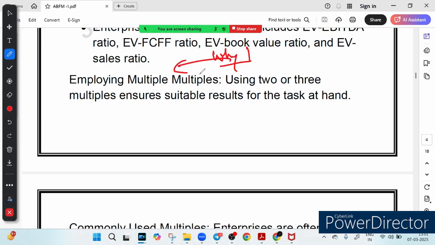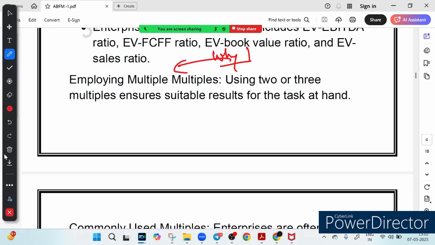Why multiple multiples? Just like checking multiple factors before buying a house, analysts don't rely on just one multiple. They typically use 2 to 3 different ones to get the most accurate valuation, right? So suppose you are buying a house, right? You check multiple factors before buying a house. Similarly, analysts don't just rely on one multiple. They typically use 2 to 3 different ones to get the most accurate valuation.